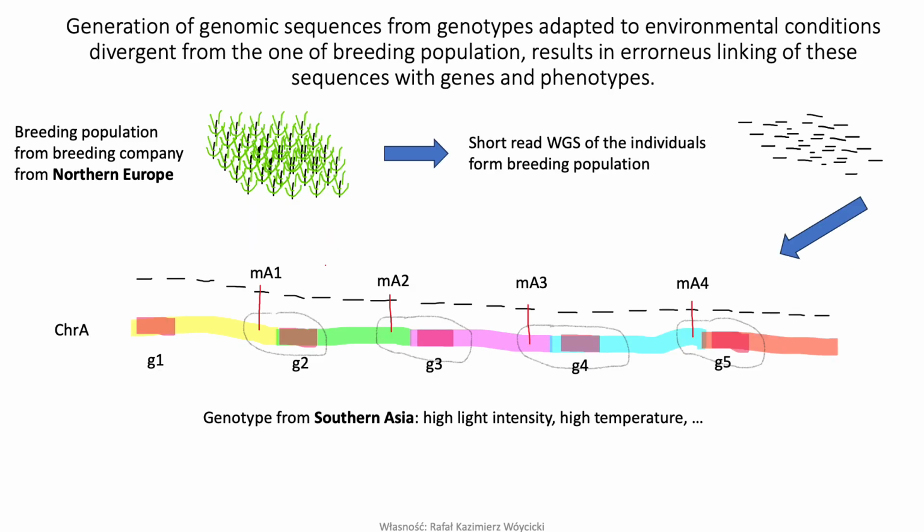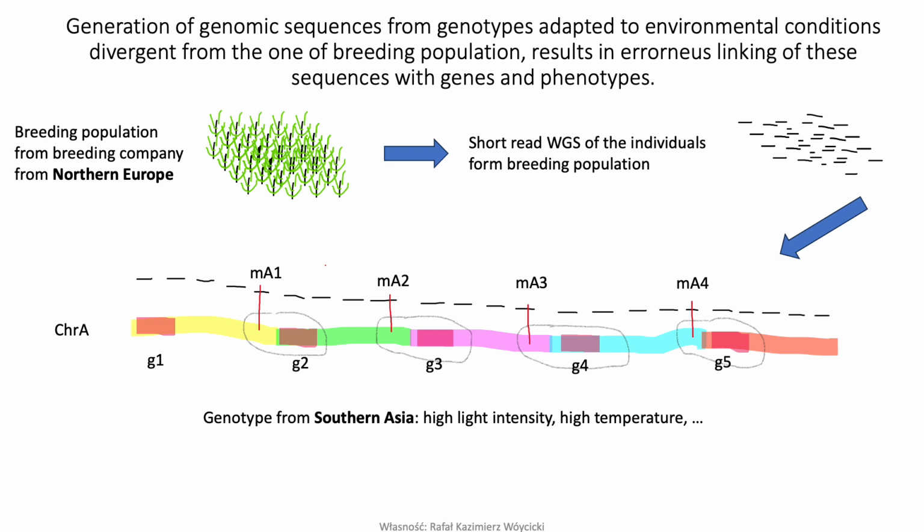So now comes the very important example. Generation of genomic sequences from genotypes adapted to environmental conditions divergent from the one of the breeding population results in erroneous linking of these sequences with genes and genotypes. How is it possible? The breeding company from Northern Europe wants to find markers linked with traits. They have a breeding population, they make short-read WGS on the individuals, and they map these reads, but they map them to the reference genome from the genotype of Southern Asia. They don't have the reference genome from Northern Europe.